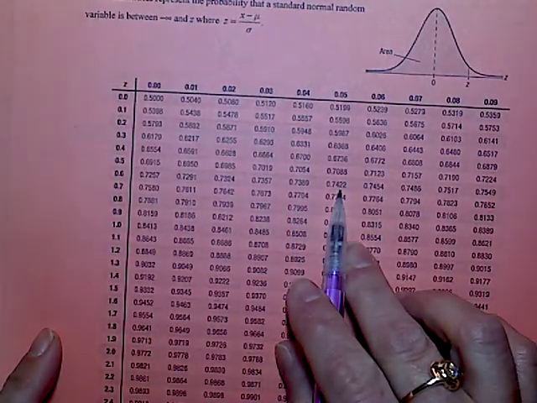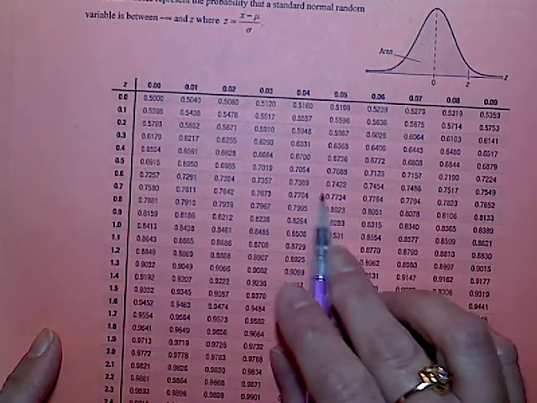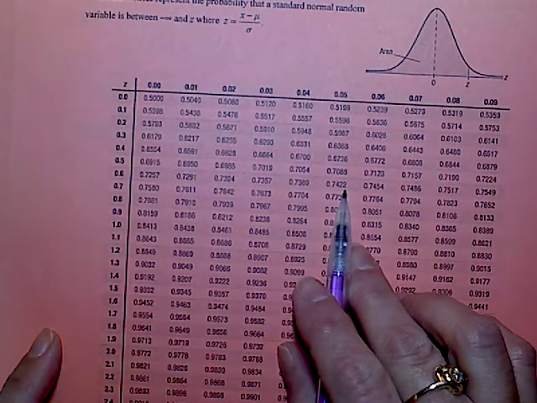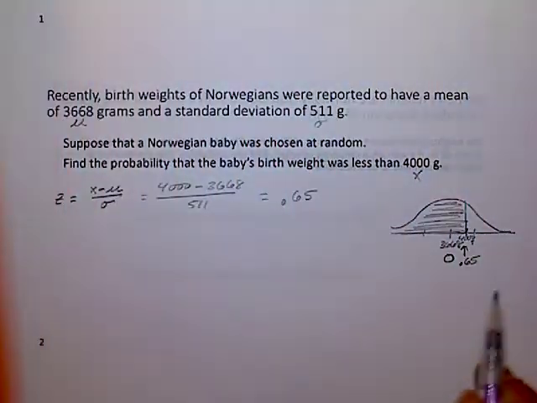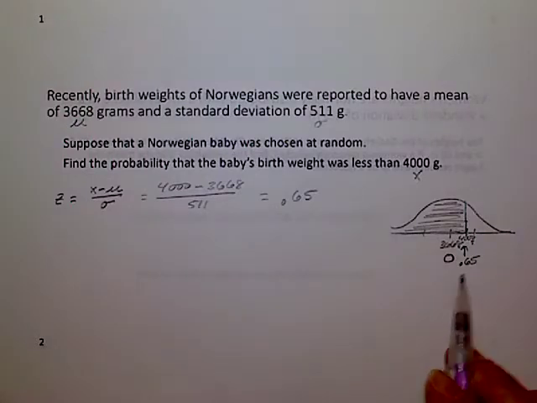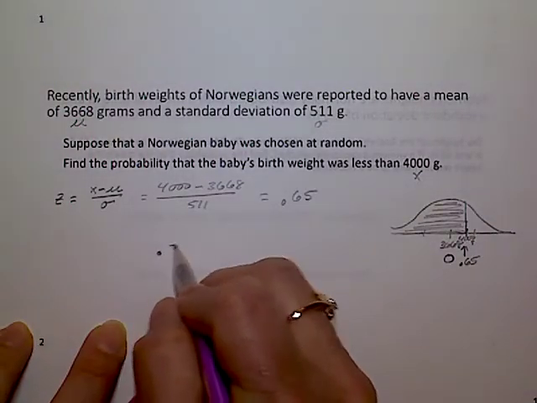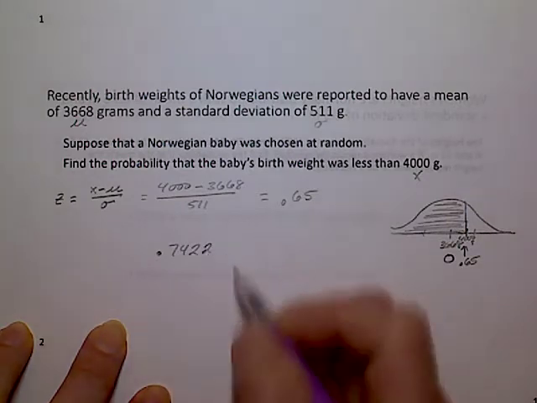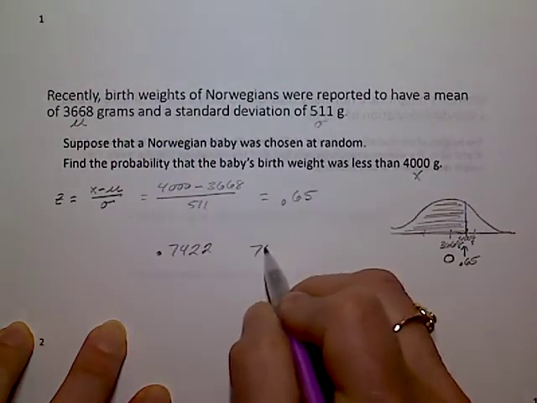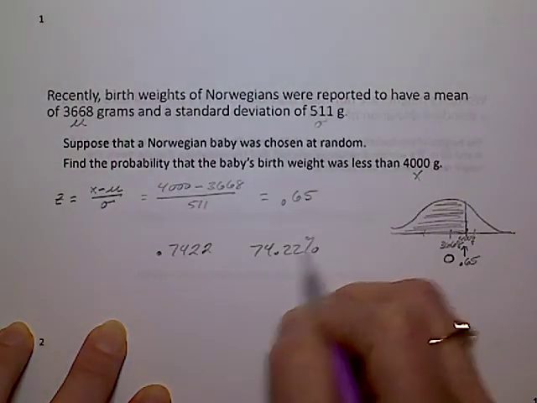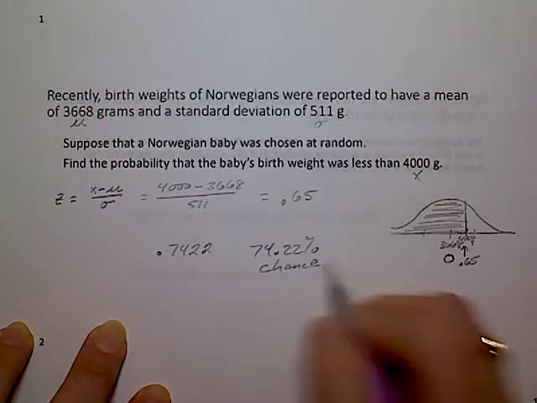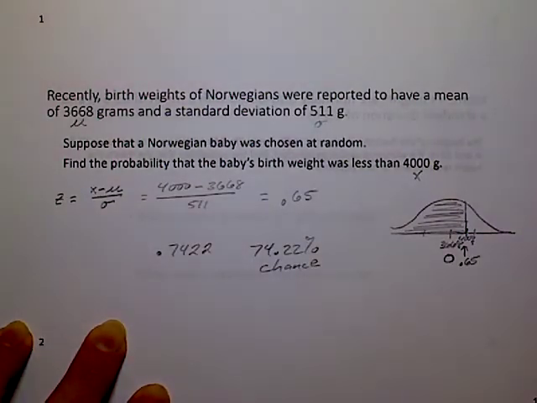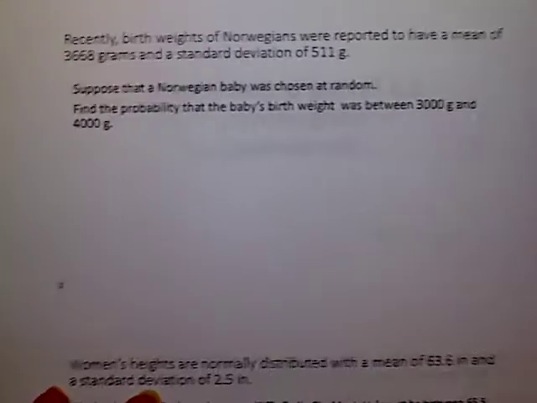Neato. So, we go to 0.65. There it is. And this is going to be the area to the left. Good news, that's the area we want. So going to 0.65, I find that the area is 0.7422, which means a 74.22% chance. Okay? Yay. Since it was to the left, I didn't have to do any extra work. Let's change it up a little bit.